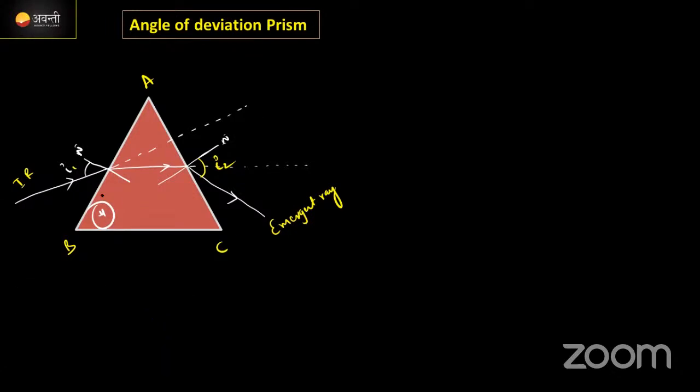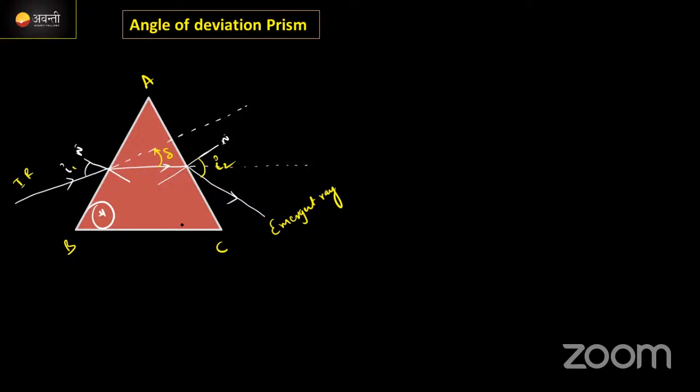This is the emergent ray. Now we need to find out the deviation angle. What is the deviation angle actually? It is the angle between the refracted ray and the emergent ray. Correct? For the first surface, where did the refraction happen? Here. This is the refraction angle. We can take this one as a deviation angle.